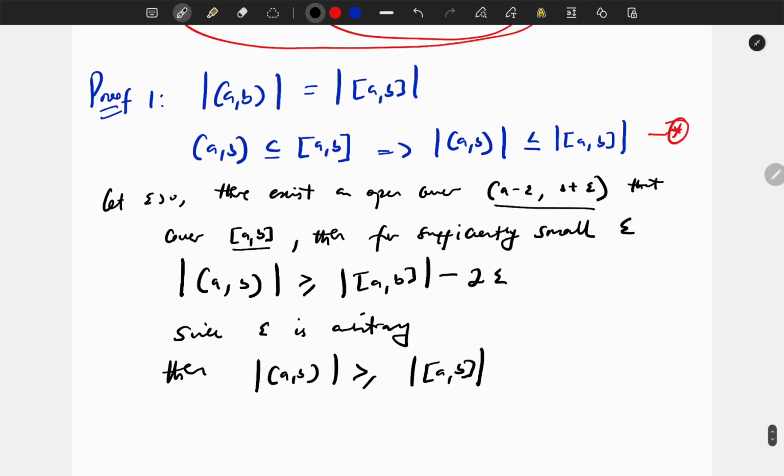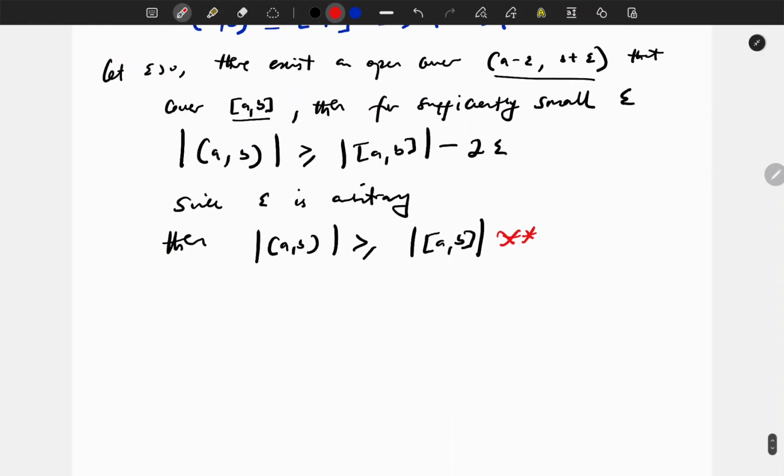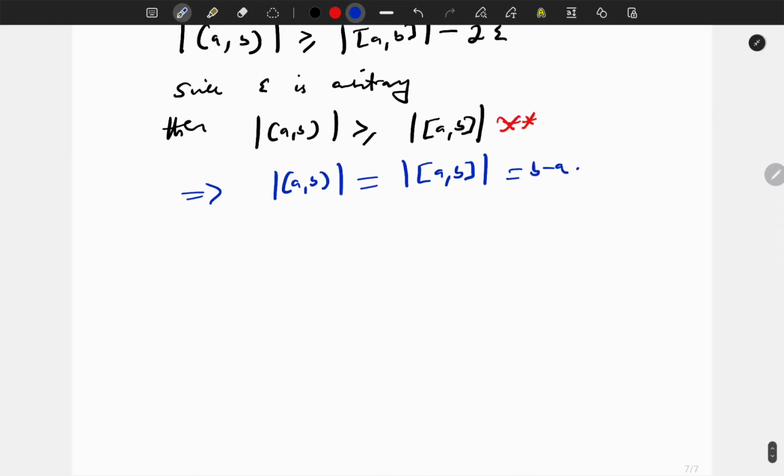So if you combine these two together, then we have shown that the outer measure of (a,b) is equal to the outer measure of [a,b], which is equal to b minus a. So the second, we have the half-open interval [a,b) to be equal to [a,b].